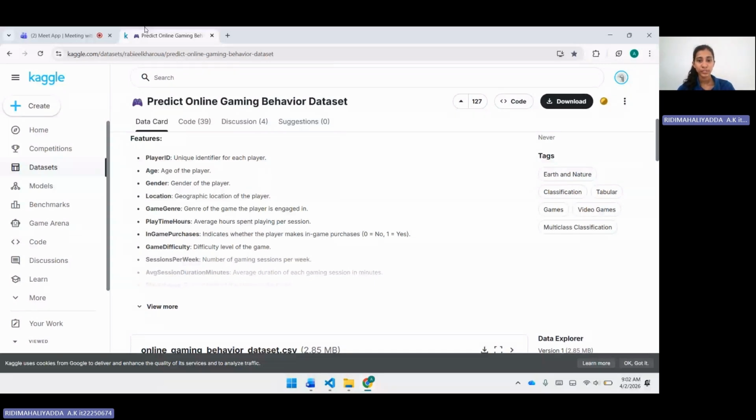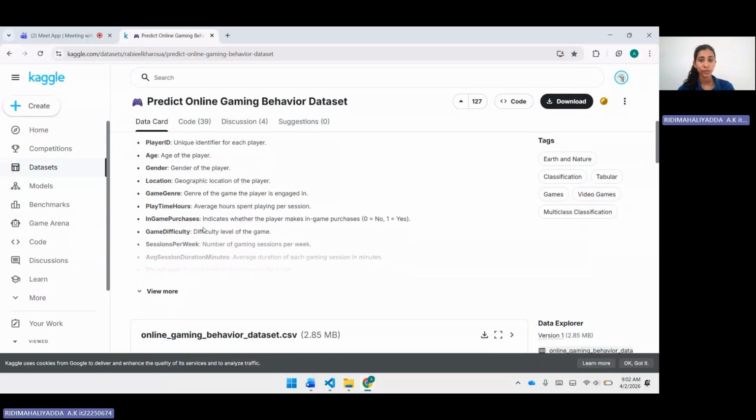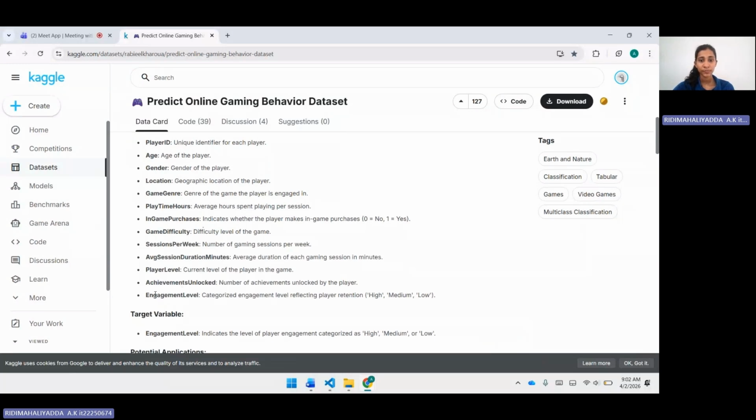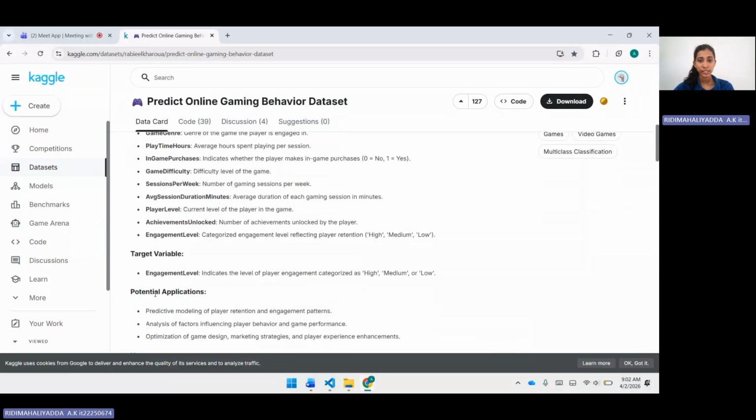It contains information about players, including demographics like age and gender, gameplay characteristics like game genre and difficulty level, and activity metrics like playtime, number of sessions, and achievements unlocked. So the target variable is engagement level, which is categorized as high, medium, or low.